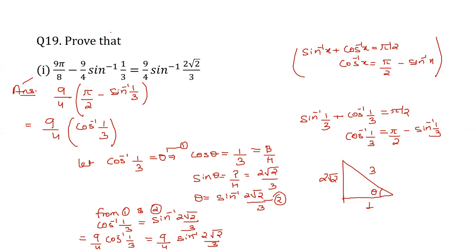So please explain the last step once again. Last step, this one, Noma? This? So after from 1 and 2. Okay. So Noma, from 1 and 2, this is 1. Please check here. Theta is equal to cos inverse 1 by 3. And here theta is equal to sine inverse 2 root 2 by 3. Okay. So here theta is equal to this and theta is equal to this. So can we say that cos inverse 1 by 3 is equal to this one? Yes, sir. The same thing I have written over here. Now please check the question. We have 9 by 4 into cos inverse 1 by 3. So in place of this cos inverse 1 by 3, you can put this value.